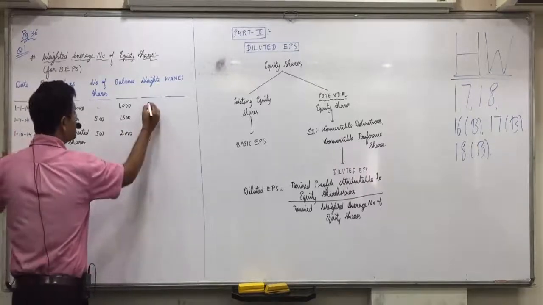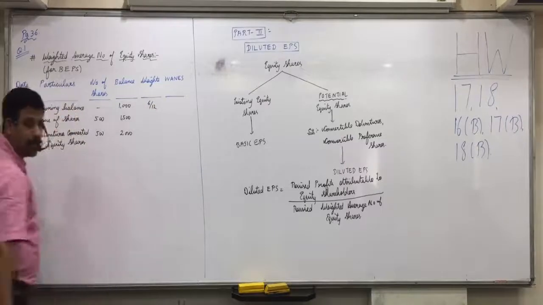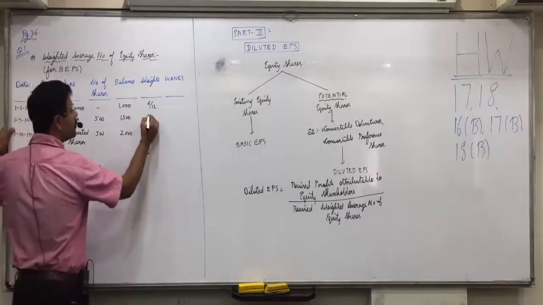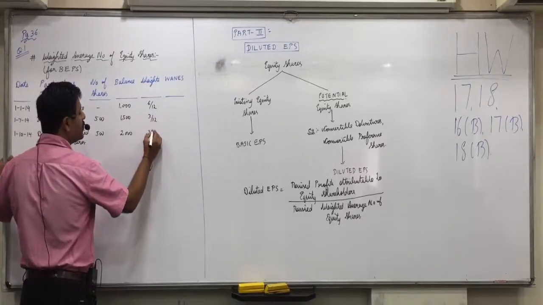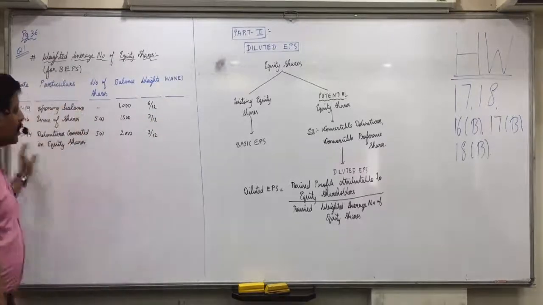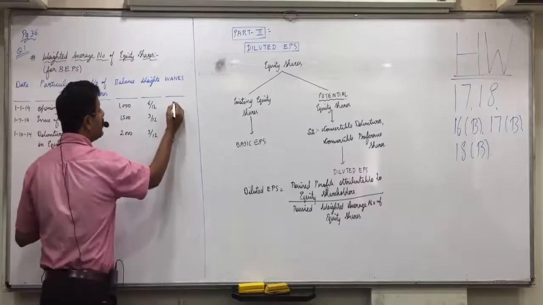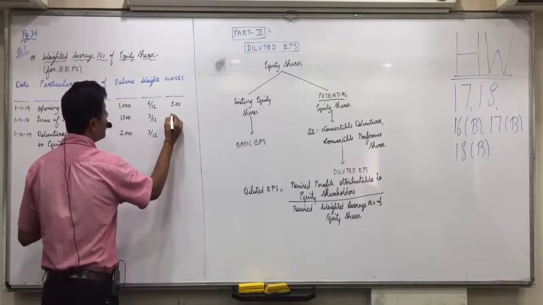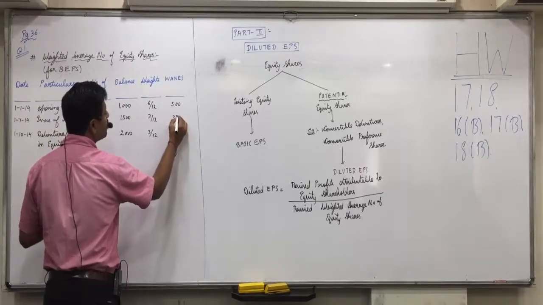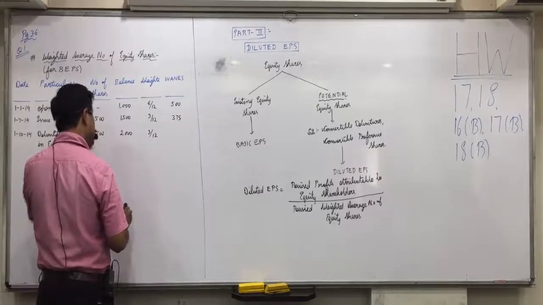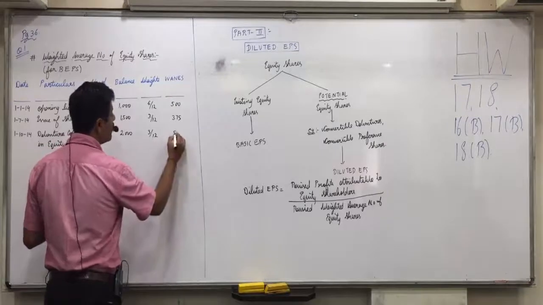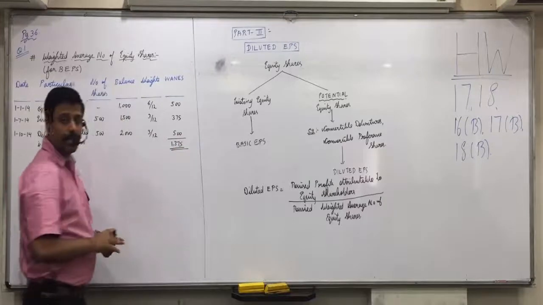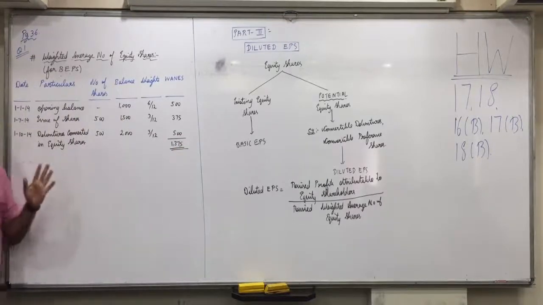January to July means 6 months. July is not included. Then July, August, September, 3 months. And then October, November, December, 3 months. What is 1,000 into 6 by 12? 500. 1,500 into 3 by 12? 375. 2,000 into 3 by 12? 500. So 1,375. So this is as usual, we have been doing it.